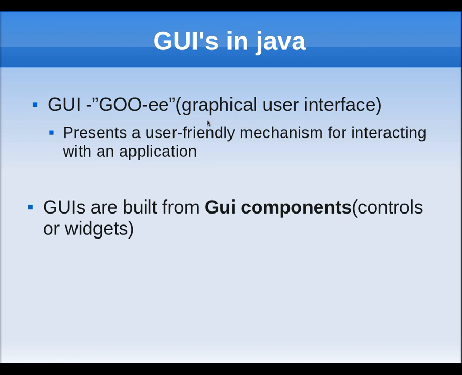Hey, what's up? I'm going to be going over GUIs in Java. It's pronounced GUI, obviously, which is graphical user interface. All a GUI is, is something that presents a user-friendly mechanism for interacting with applications, and they're built from GUI components, also called controls or widgets.